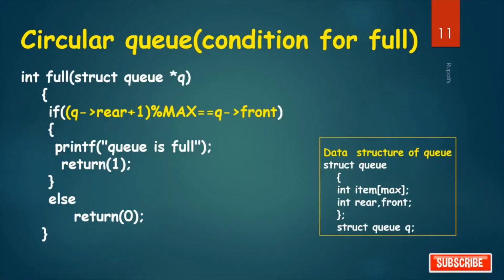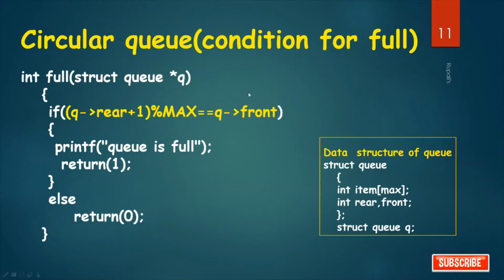If the Q is full, this function returns 1. If the Q is not full, this function returns 0. So the return type is integer. The function name is full. Here we are also passing the address of the Q structure.